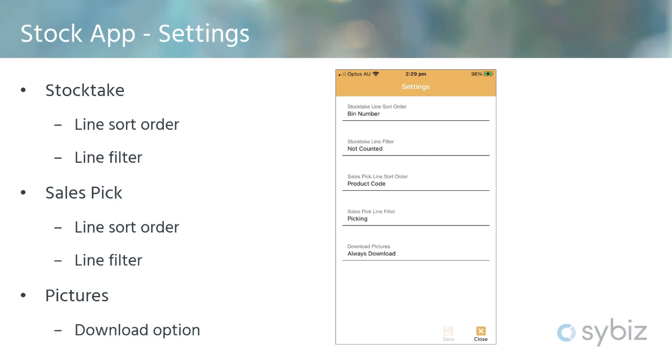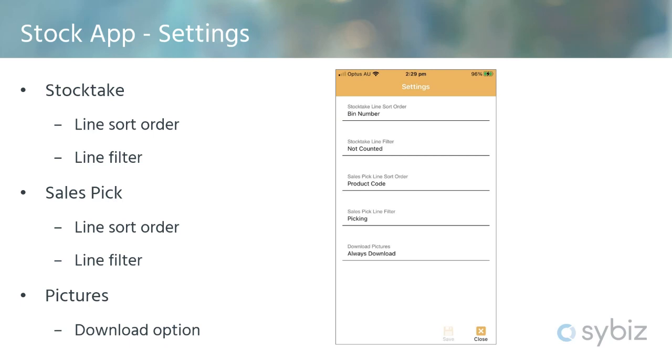And just some of the settings here as well, just to complete the picture. You get to dictate the Stocktake line sort order. So if it makes sense to do it in bin number order, then that's a good option to use there. And then you also have default filters that you can nominate. So in this case, we've got not counted. And similarly with the sales pick line sort order, you have the ability to dictate that as well as the filtering.